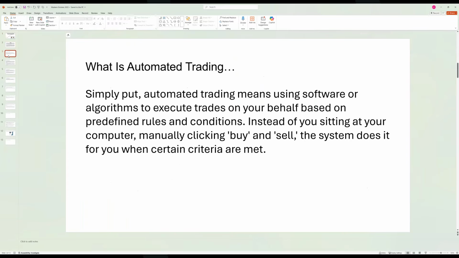Automated trading comes in many different shapes and forms. Simply put, automated trading means you use software or algorithms to execute trades. It's funny because I see a lot of people talk about the algorithm out there, like there's some big mysterious algorithm, but it's really just a fancy term for computerized trading. You use it to execute your trades on your behalf, based on your predefined rules and conditions. It frees you up from sitting at your computer manually clicking buy and sell. The system does it for you when certain criteria are met.